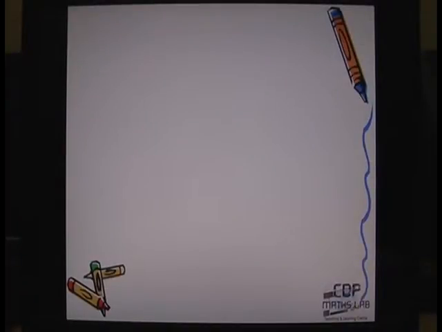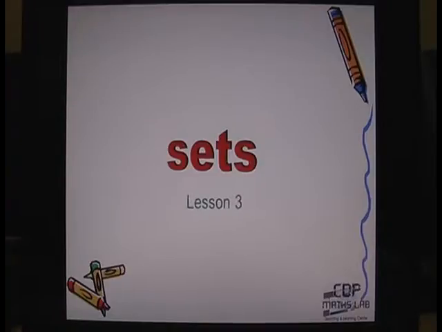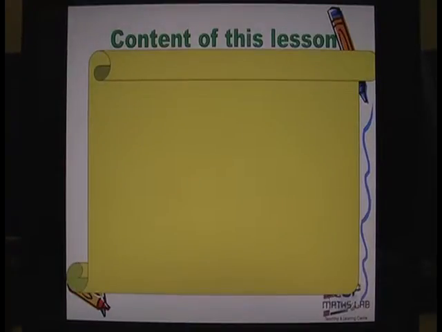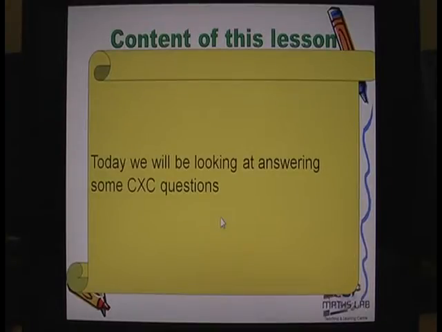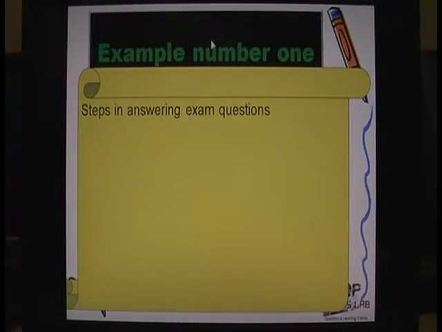Okay, now we're going to begin our third lesson. Sets, lesson number 3. Content of this lesson: simply, today we'll be looking at answering some CXC questions. Now we're going to look at example number 1. But first of all, let's look at some steps in answering exam questions.